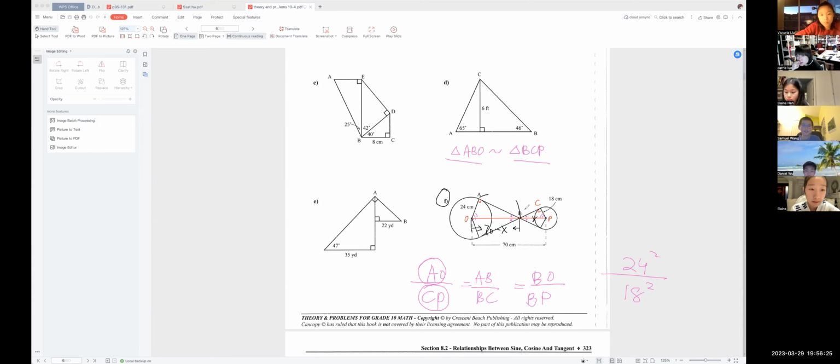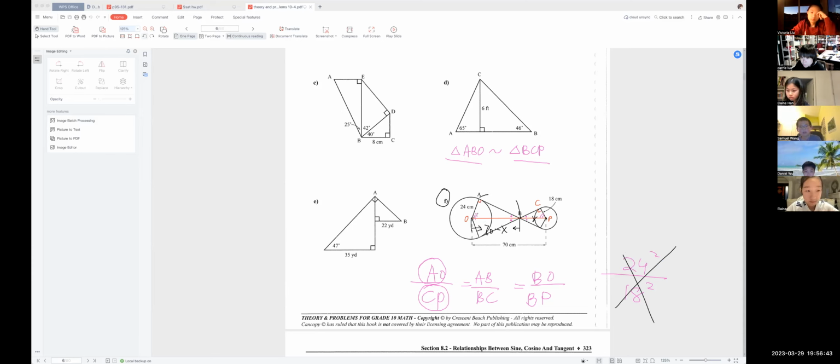I'm mostly confused on the first part, like 24 squared over 18. Oh, 18 squared, this part? You don't have to worry about it. This part is not relevant to this question. So do you understand OP is 70 and BP is X and OB is 70 minus X? Yes.